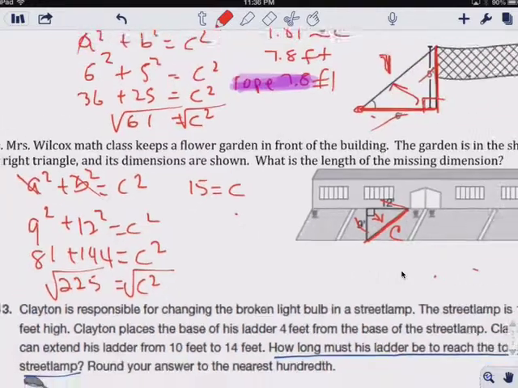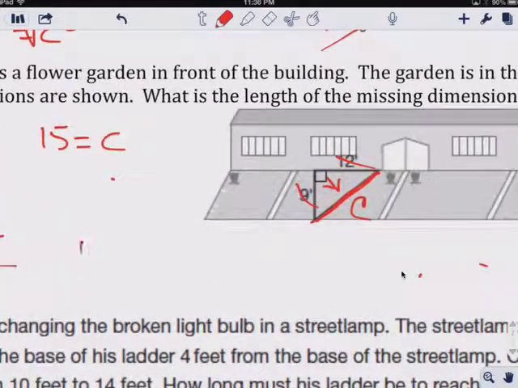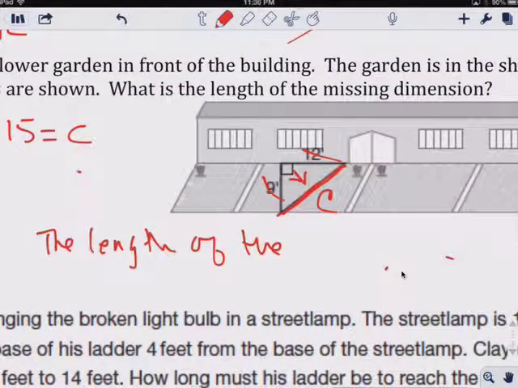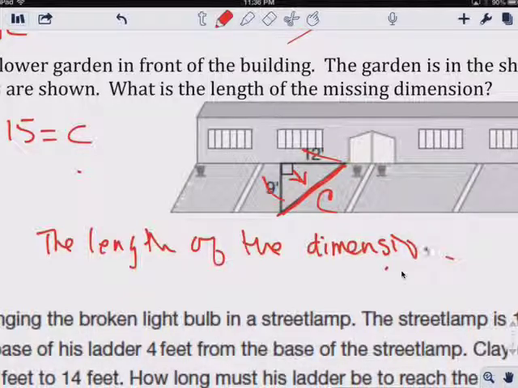So what is the length of the missing dimension? The length of the missing dimension is 15 feet.